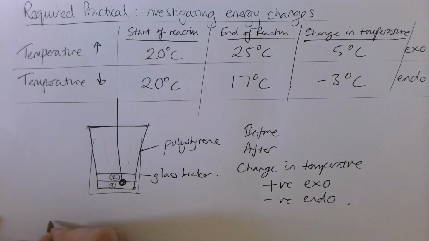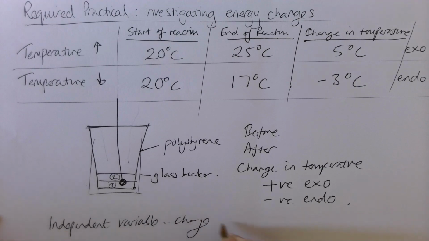Variables wise, the independent variable is, as you know, the one that you change. If it was different metal powders and copper sulfate solution, the independent variable would be different metals. The dependent variable in this experiment, the one that you measure to get your results, will always be the change in temperature. Not just the temperature, the change in temperature.